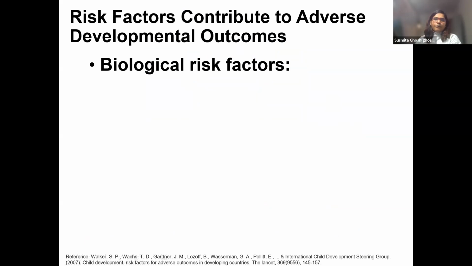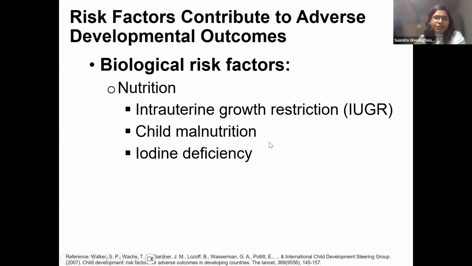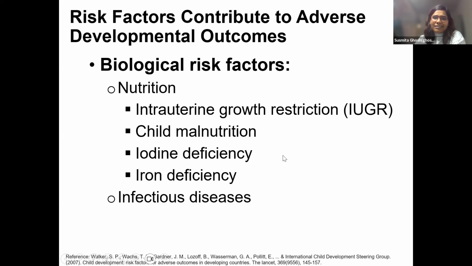So now I'm going to talk about the risk factors. What are the risk factors of early childhood development that can contribute to adverse developmental outcomes? There are two types of risk factors: biological risk factors and psychosocial risk factors. The biological risk factors are nutrition-related risk factors such as intrauterine growth restriction, child malnutrition, iodine deficiency, iron deficiency, and non-nutrition-related biological factors such as infectious diseases and environmental exposures.